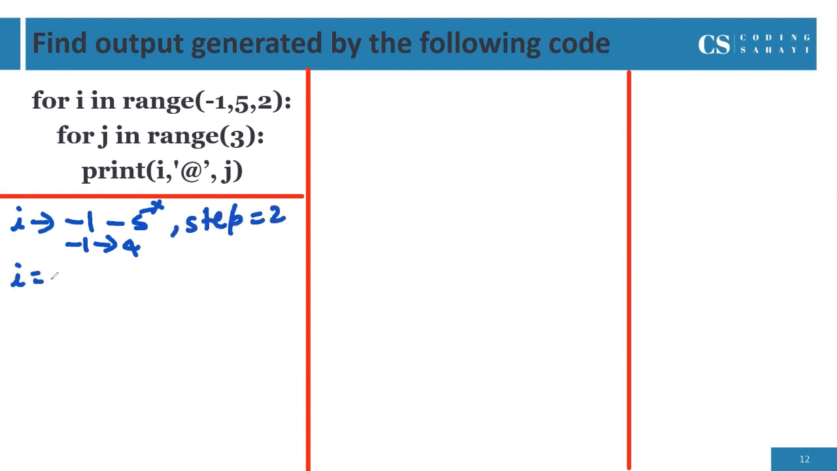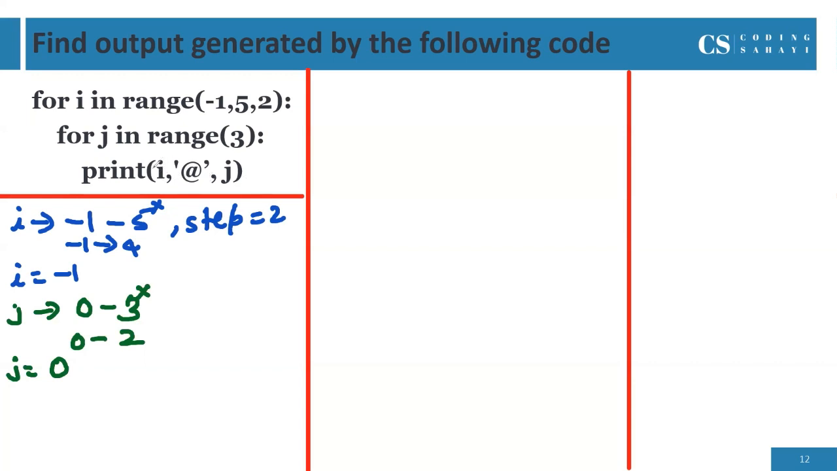The initial value of i is -1. So now we are coming inside our loop, that is for j in range(3). That means we are in the inner loop. j in range of 0 to 3. Whether 3 is included? No. It is from 0 to 2. Here j is initialized as 0. Then what is inside? print(i, '@', j).